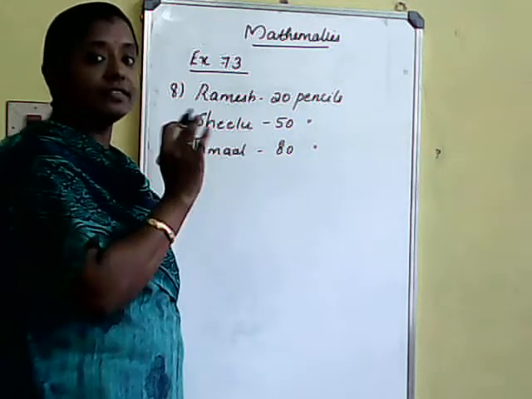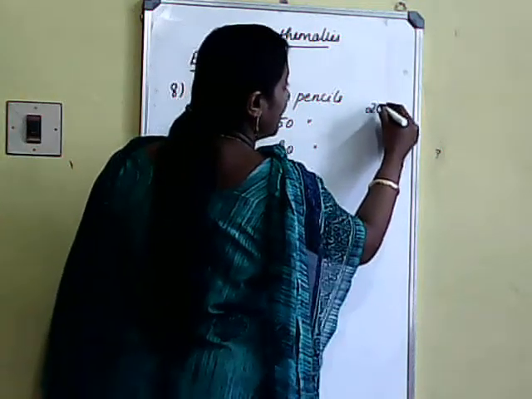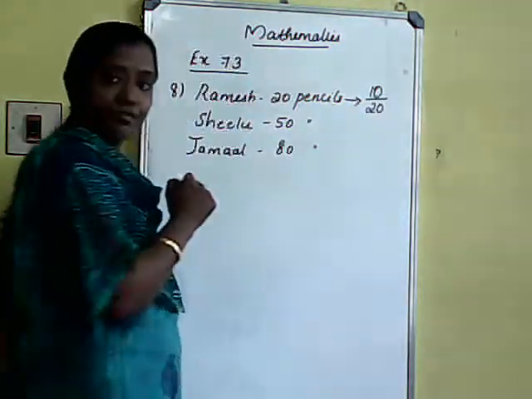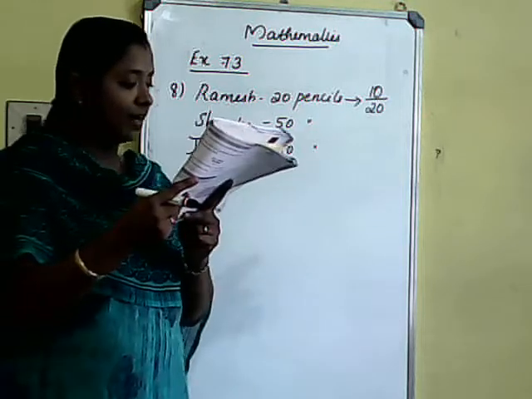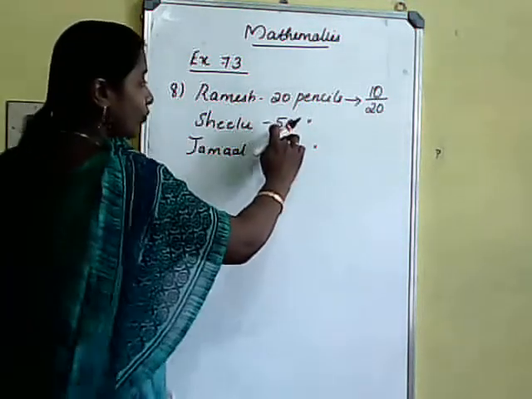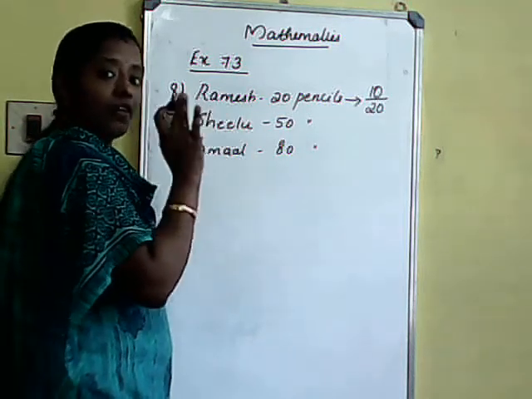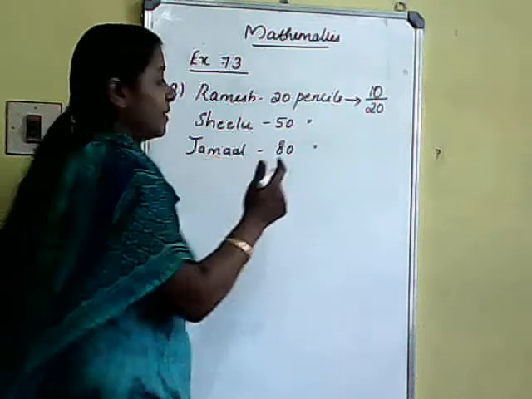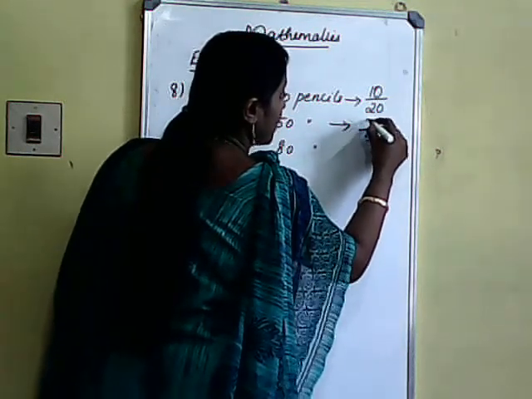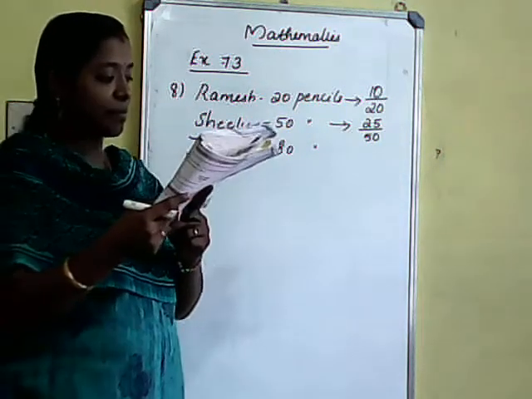So, how will you write this in a fraction form? Yes, that is out of 20, he used 10. Fraction form. Clear? Then next one. Sheila used up 25 pencils. So out of 50, Sheila used 25 pencils. How will you write it in a fraction form? Yes, that is out of 50, she used 25 pencils. Clear? Then what about Jamal?